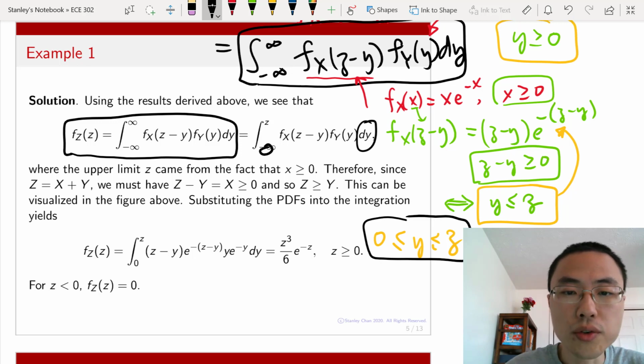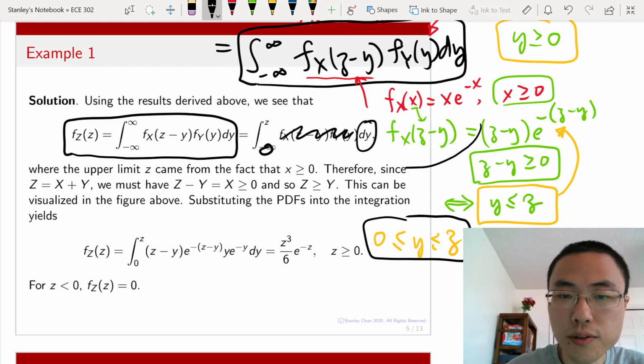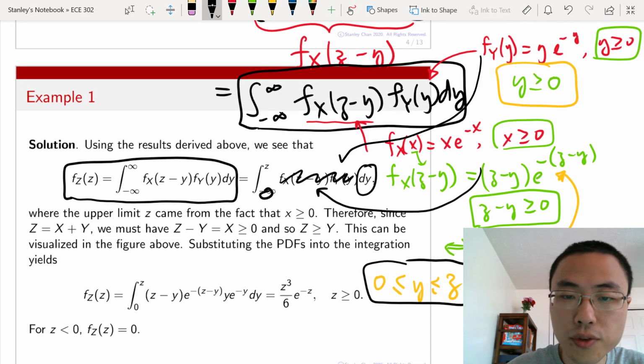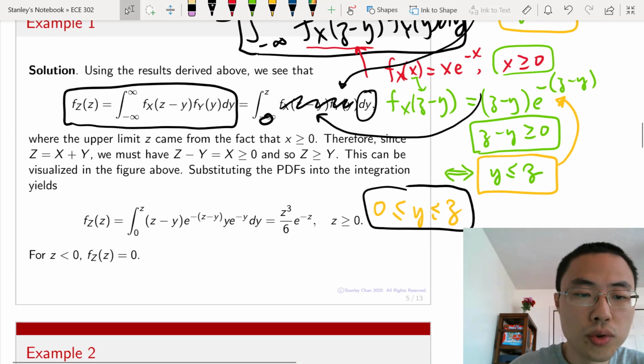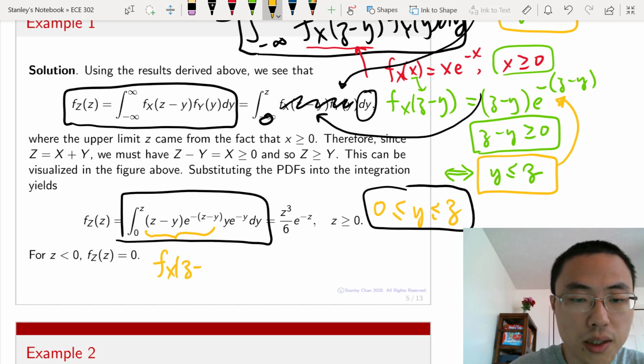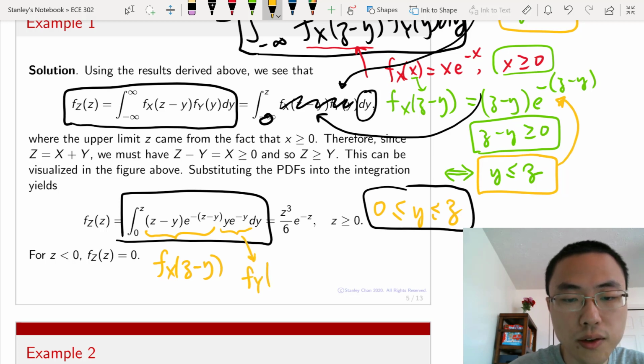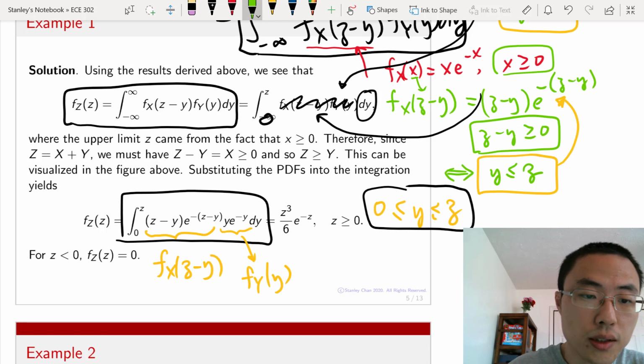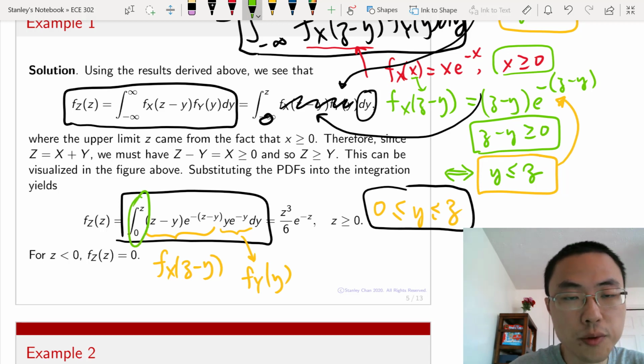So what else? Then you don't have to write this form. You just need to plug in this expression here for your fx, and then that expression here for your fy. That will give you this. Let's see if it makes sense. This form is fx of z minus y, and this guy is fy of y. And then this is the limit from 0 to z.